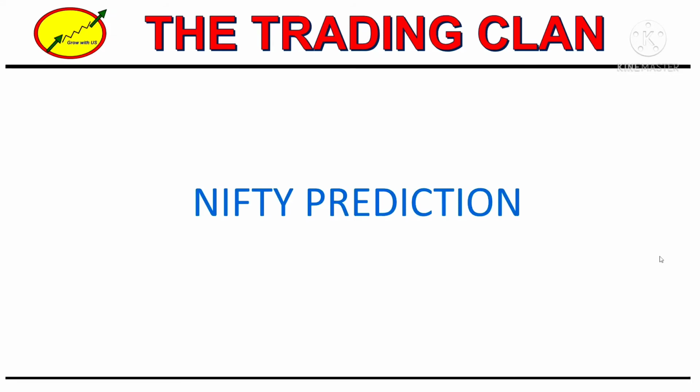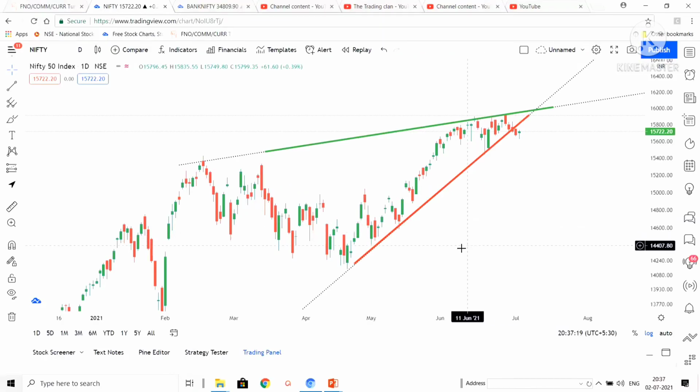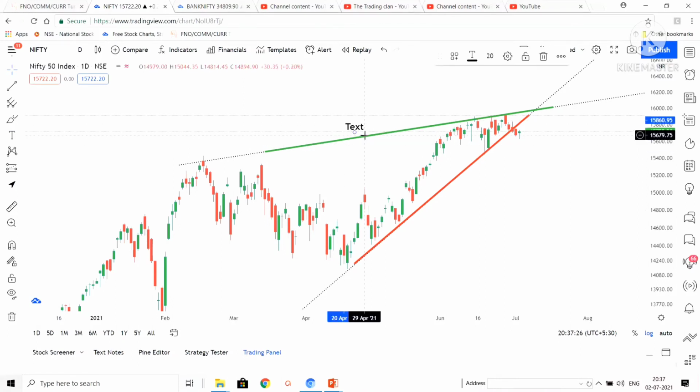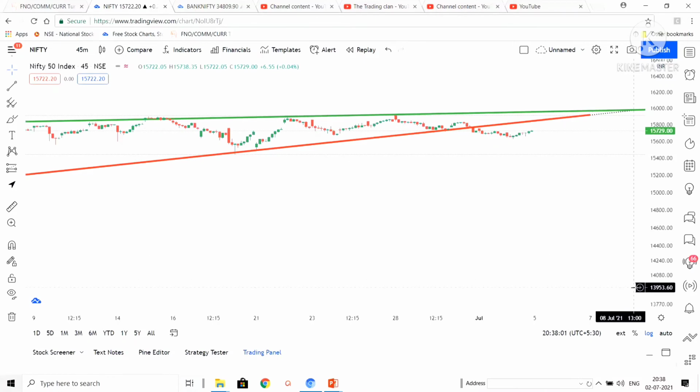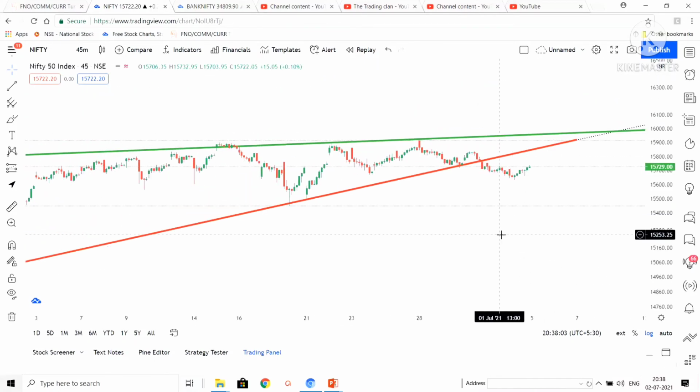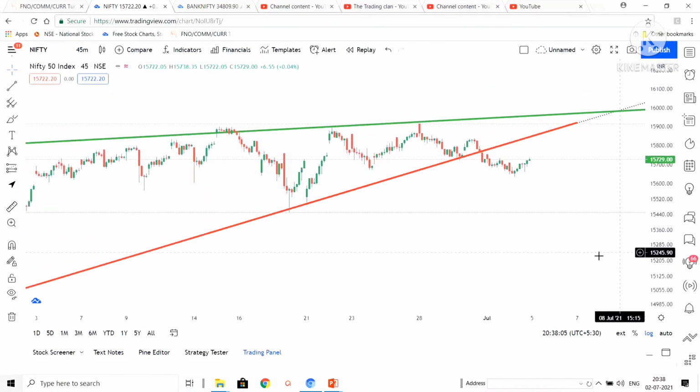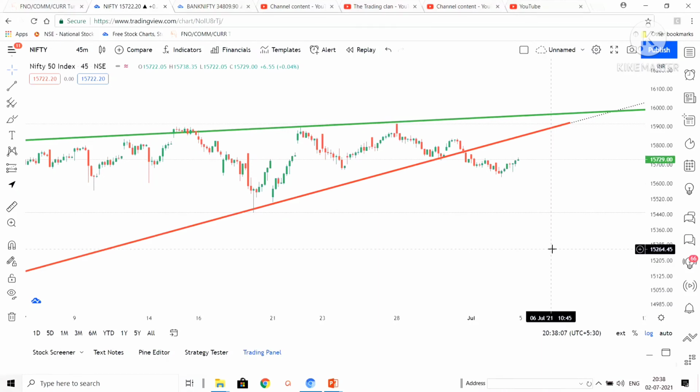Let's move on to the Nifty prediction. I am expecting the Nifty to move higher like Bank Nifty, but I couldn't define levels. Let's move on to the Nifty in the TradingView window. In the 1 day time frame chart, I can make the resistance and support line and come closer to the nearest current area in the 45 minutes time frame chart.